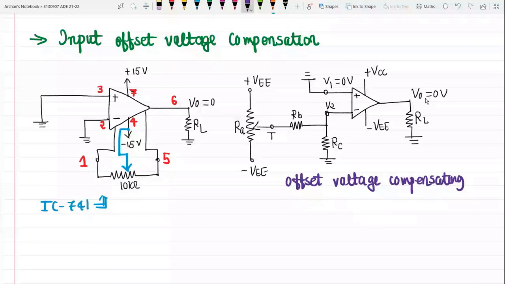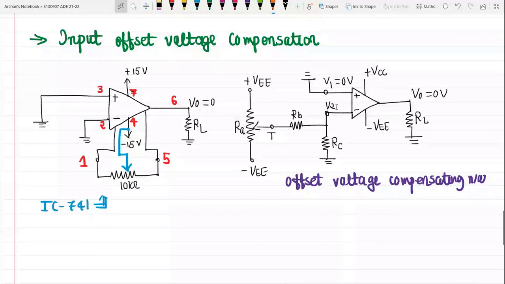Now let us try to understand the operation of this circuit. We have the voltage across this RC. This is the voltage at the inverting terminal, that is V2. By adjusting the wiper on this RA, the voltage V2 can be made equal to voltage V1. Thus the input offset voltage can be made 0, and ultimately it will force the output voltage to be equal to 0.